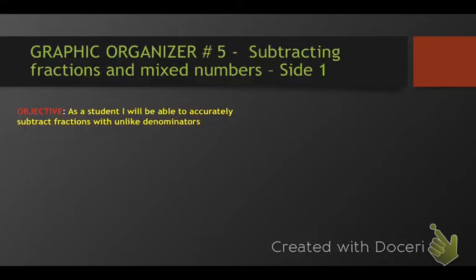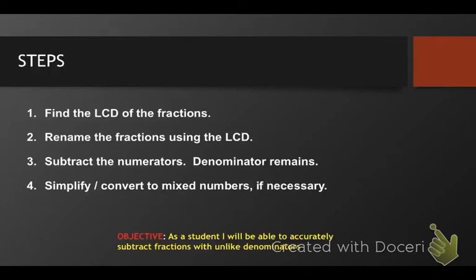Alright. You do need graphic organizer number 5. I'm sorry the picture's not there. This will be side 1 of graphic organizer number 5. That's the one you're working on right now. Alright. Your steps, these are the 4 steps. They are actually on your graphic organizer already, but just take a skim of them. You're going to find the least common denominator. You're going to rename the fractions using that least common denominator. You're going to subtract the numerators. You're going to leave the denominators the same, and you're going to simplify or convert if necessary. We're going to show you those right now.